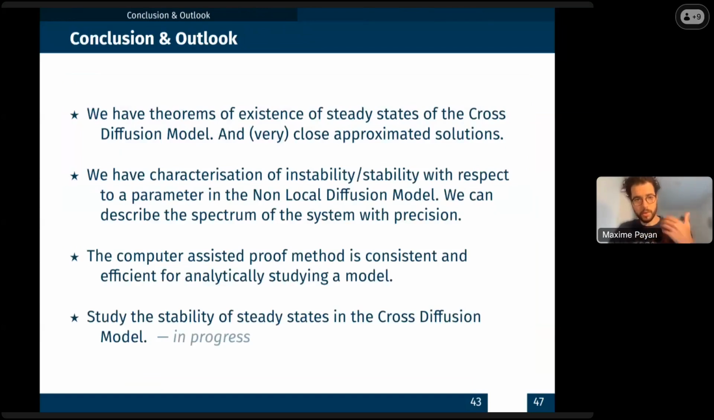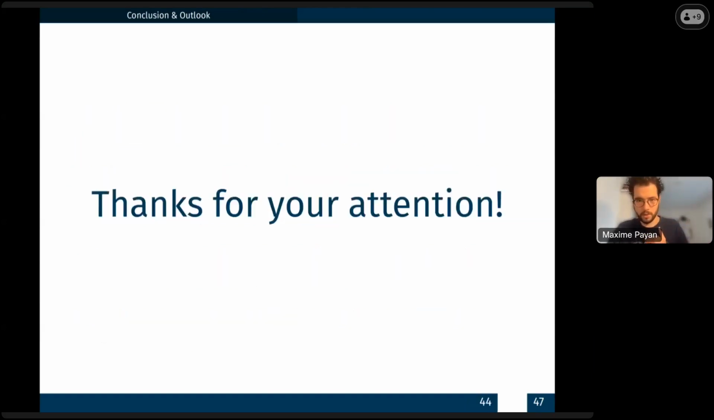Yes, the computer-assisted proof method is a good way to analyze complicated, complex systems. And yes, I will finish just there.